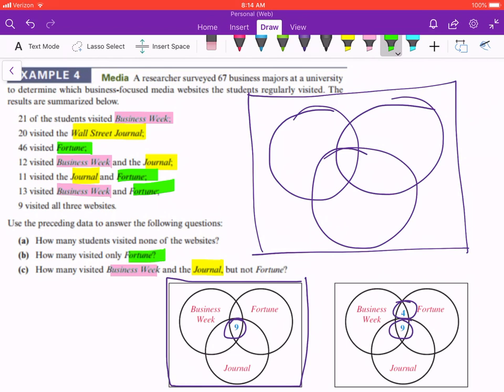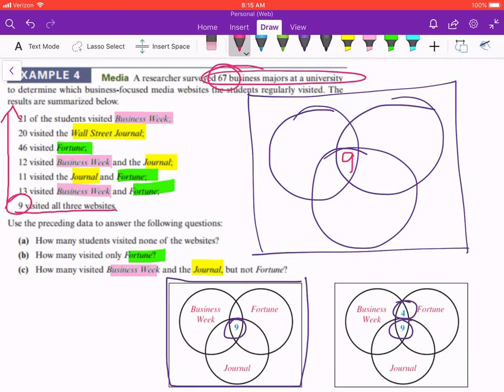Now, what we're going to do is start writing our numbers, but we're going to start from the bottom up. So the last statement says, out of those 67 business major students at a university, determine which business-focused media websites the students regularly visited. The results are summarized below. So out of those 67 students, that will be our universe, or the universal set. 9 of those students visited all 3 websites, so that's why we place our 9 here, because this is the intersection of all 3 of the websites.